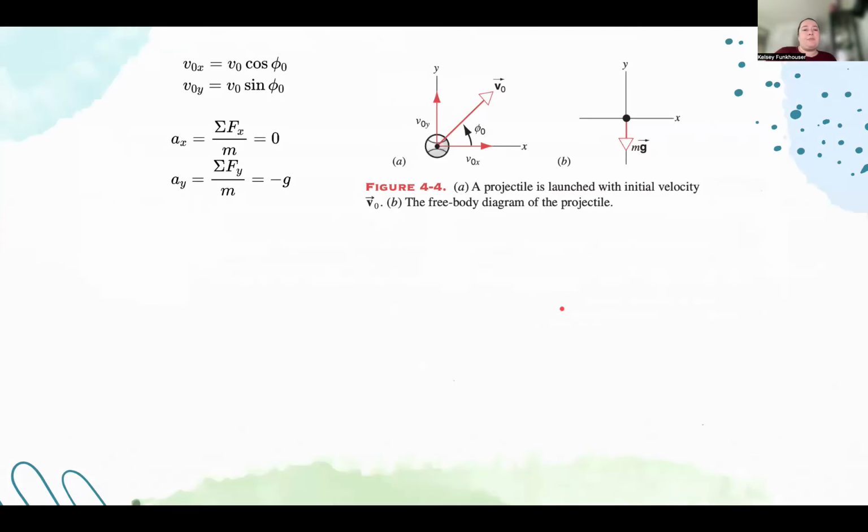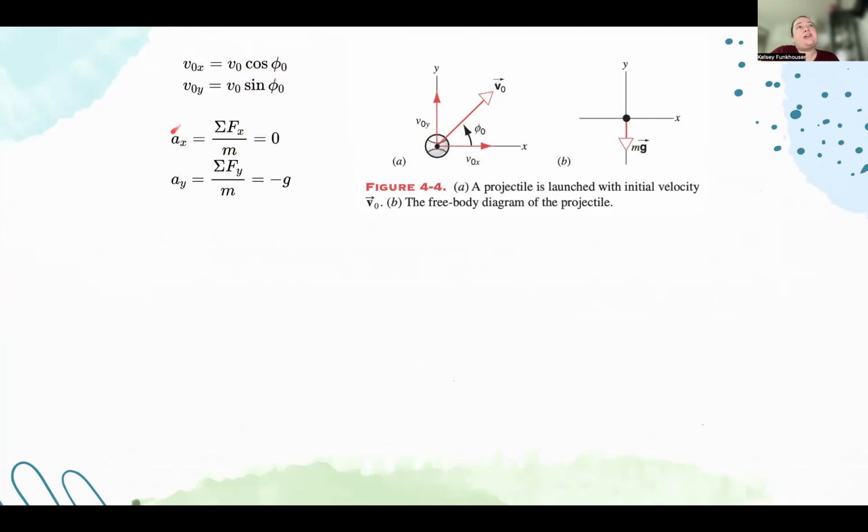And some things to remember about projectile motion. The initial velocity is usually given at a specific angle from the horizontal. So here we have phi naught as our angle. And that means that the velocity in the x and y direction are given via trig. If the angle we're given is from the horizontal, that tells us that the velocity in the x direction is adjacent to the angle, so it's going to have cosine, and the velocity in the y direction is opposite the angle, so that's going to be sine.